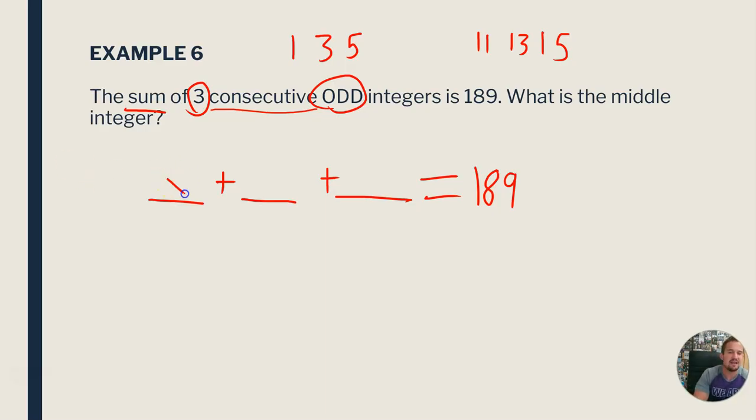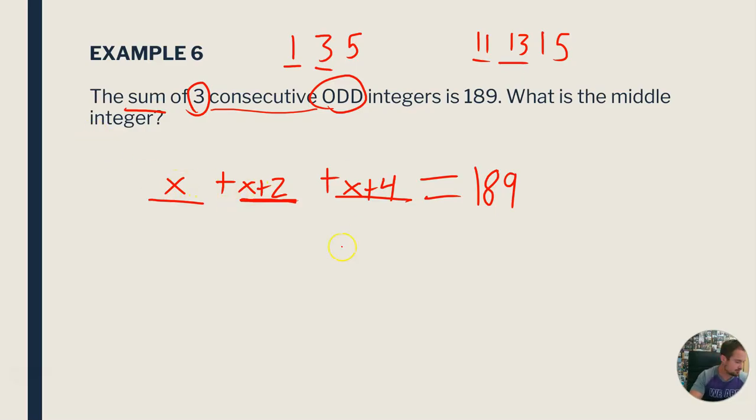Well, let's say I denote the first odd integer as x. Well, how would I denote the second odd integer? To get from one odd number to another odd number, how much do I have to add? Well, I have to add 2. So the next odd integer is going to be whatever the first odd integer was, plus 2. The third odd integer is going to have to be 2 more than that. 1 plus 2 is 3, 3 plus 2 is 5, etc. So the third odd integer is going to be x plus 4. I'm going to have to add 2 more. There's my equation.